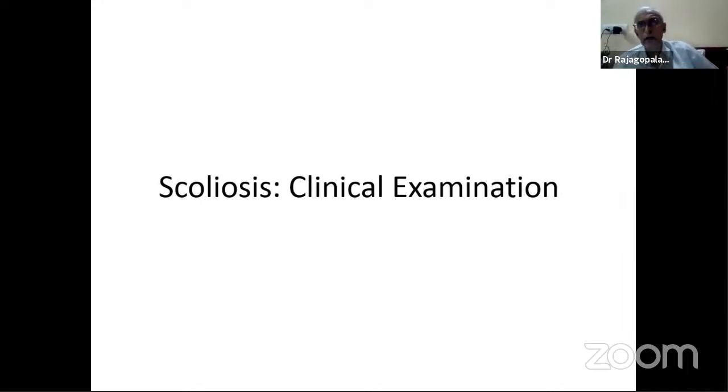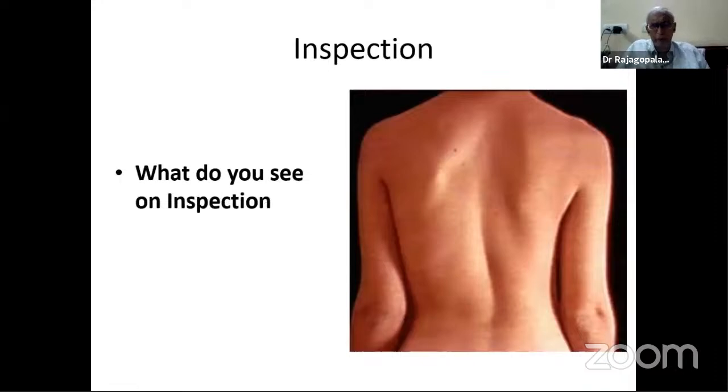More important is your clinical examination, which is where we can't give you the patient if it is going to be a virtual or online examination. So what we will do, I will put up a patient like this without showing the head, without showing the complete picture. So I am giving you a limited view.